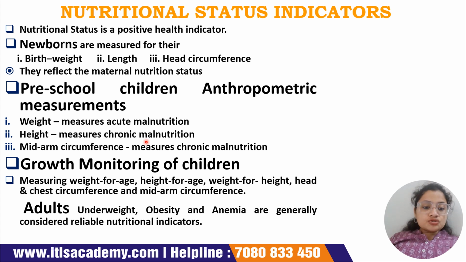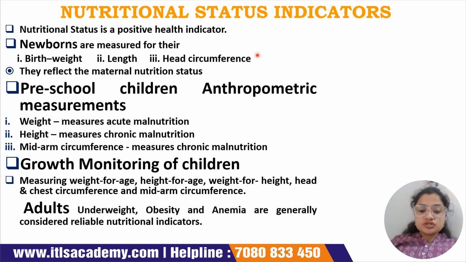When we need to know about the nutritional status indicator of a newborn, the main things that we need to measure are first the birth weight. The normal range of birth weight is between 2.5 to 4 kg when a baby is born. Second is the length, and third is the head circumference.